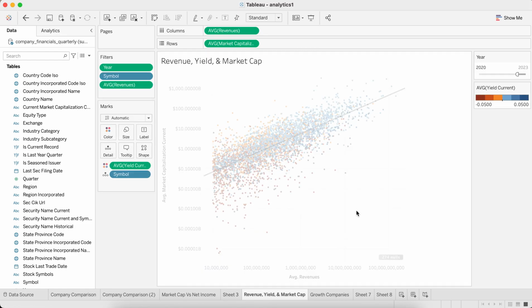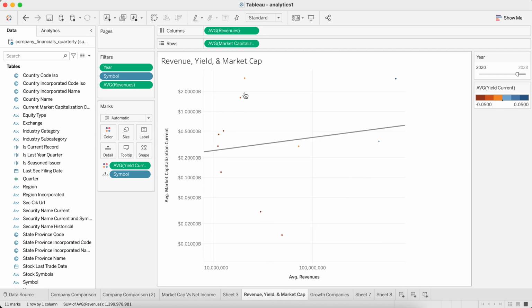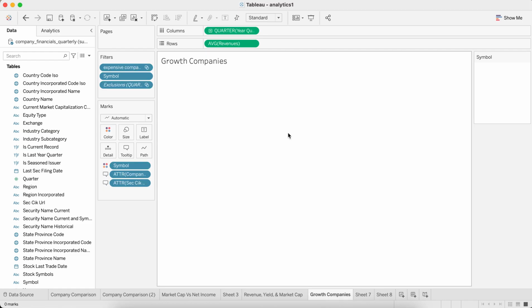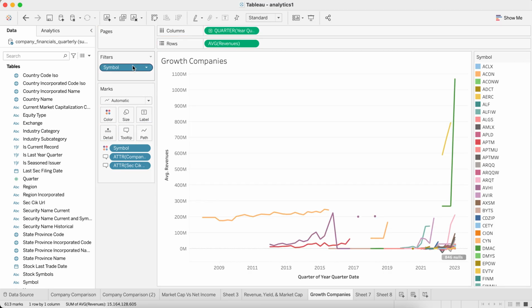Here's our revenue yield and market cap workbook, and much fewer companies now. Now we did say top 100, but that's because I have already certain filters on revenues. Some of them may have actually been quite small in terms of their revenues. Let's take a look here. We want to remove our previous set, and we want to remove that. Let's remove all filters.